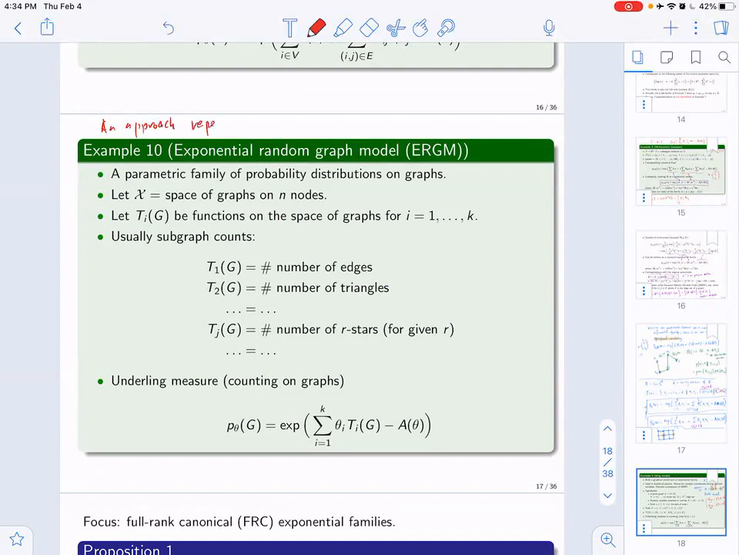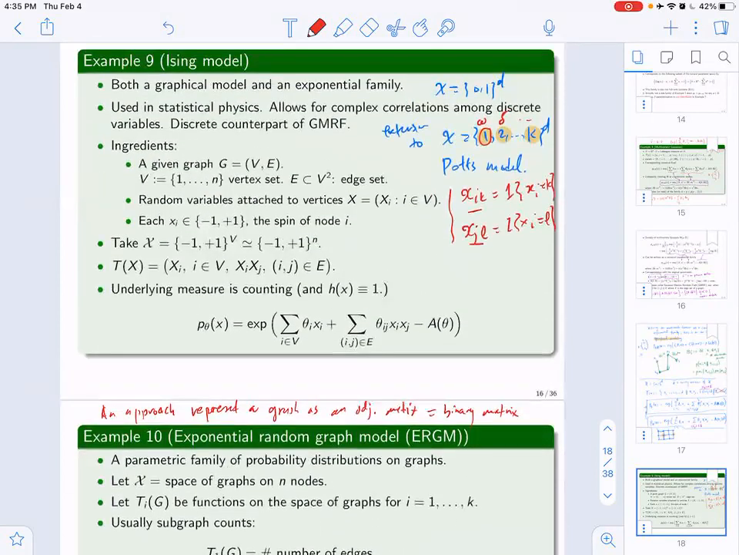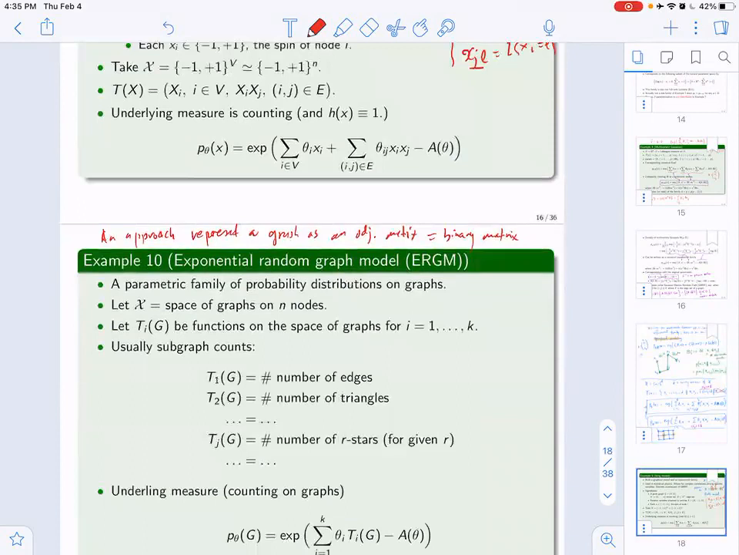Represent a graph as an adjacency matrix, which is a binary matrix, and then try to model the binary matrix. You can use these ideas, for example, if you want. Now you have a binary matrix. You can think of it as a giant vector. You can use Ising model, or you can do other things. So you can model a binary matrix in a different fashion.